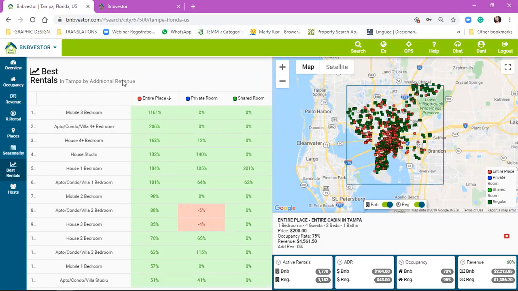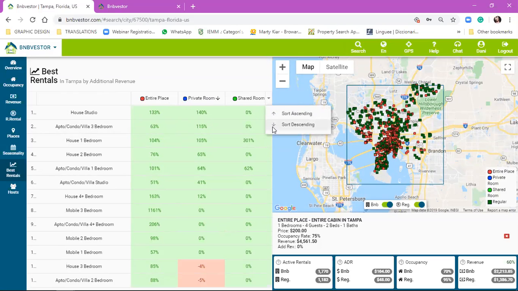Okay. And of course, apart from demand, it's going to give you the highest additional revenue. Then you can also do this by private room and as well by shared room. Okay. Let me know if we do have any questions so far.